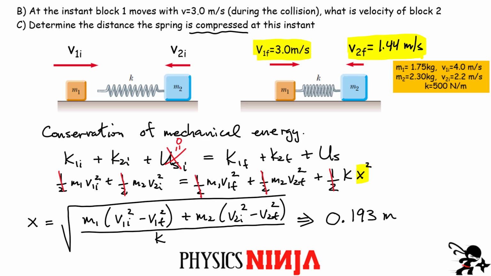0.193 meters, or you can write that as 19.3 centimeters, is the amount of compression I'm going to get when block number 1 is moving at 3 and block number 2 is moving to the left at 1.44. All right, let's look at our final problem.